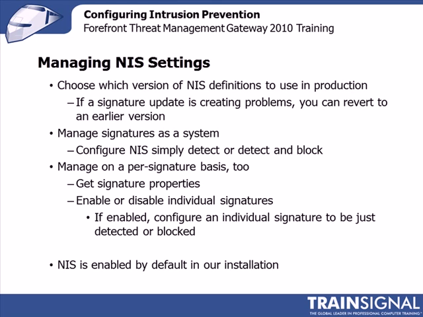You can also manage this on a per signature basis. So you can open up signature properties and then enable or disable individual signatures. With individual signatures, you can also configure an individual signature to just be detected or detected and blocked. So it's a pretty granular system as well. As I mentioned, the network inspection system is enabled by default in our installation.